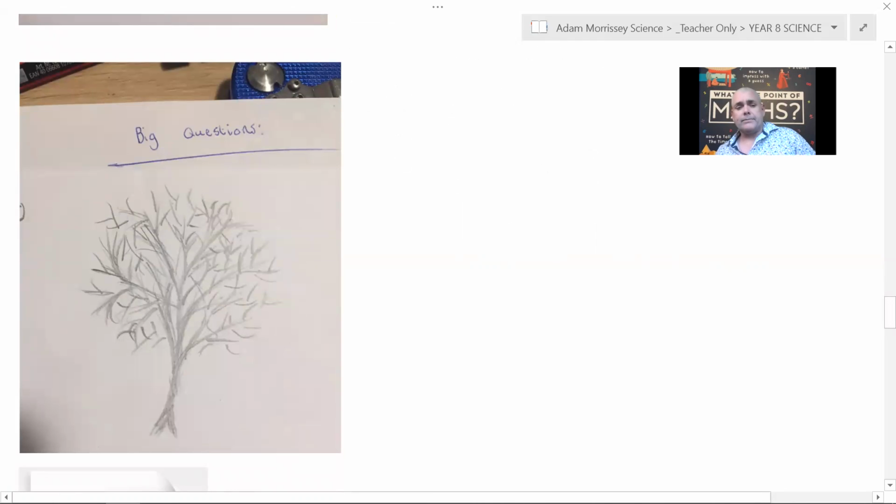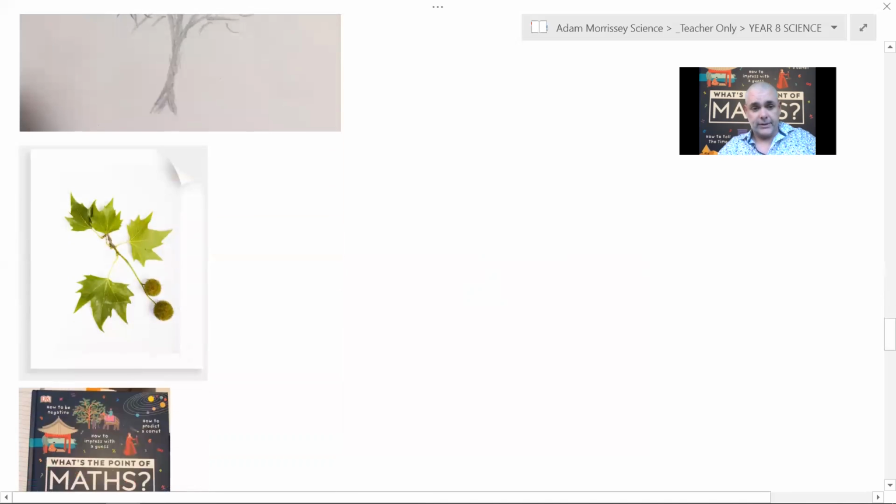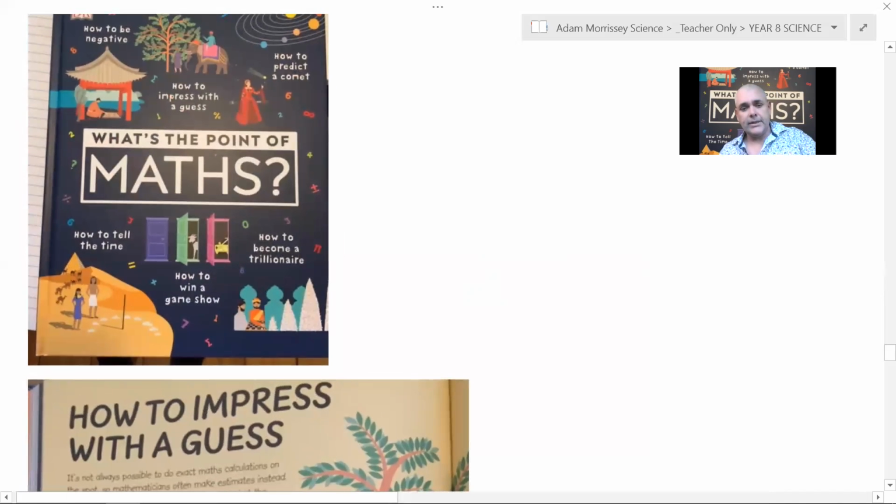Where I go next with this is we head outside and we try to use this on the trees outside at school. I like to pick trees that have lost their leaves, so we can just look at the branches and how the tree is branching. And I tell them this story here, and it's the same story I've got on the back of the screen behind me. This book, What's the Point of Maths, is a really good resource with a lot of really good projects in it.